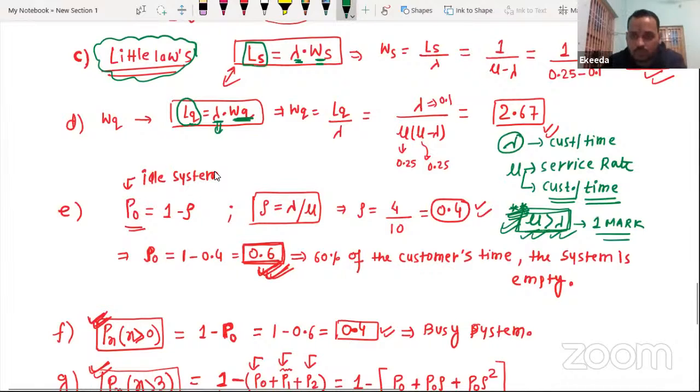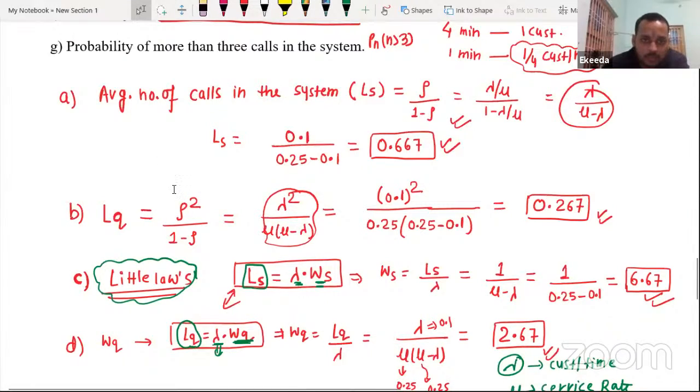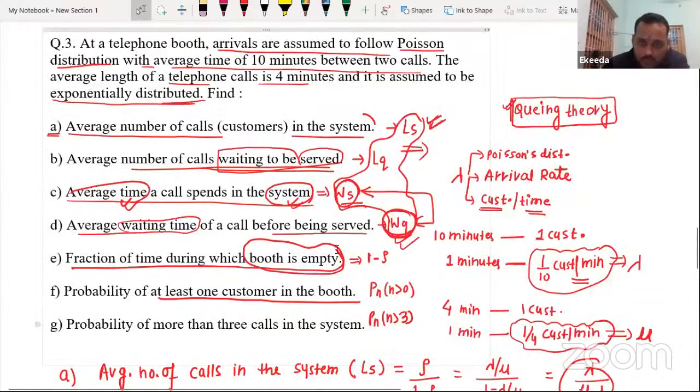So in this lecture we have done questions on inventory, sorry, forecasting and queuing theory. In the upcoming lecture we will see some new topics which will be beneficial for your paper.